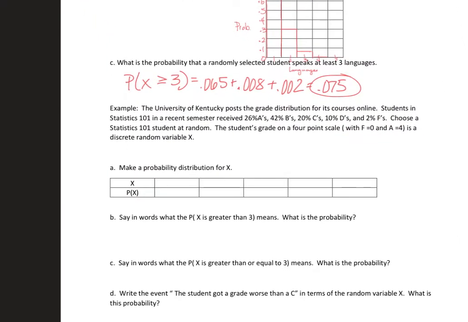All right, so let's imagine the University of Kentucky posts the grade distribution for its online course.